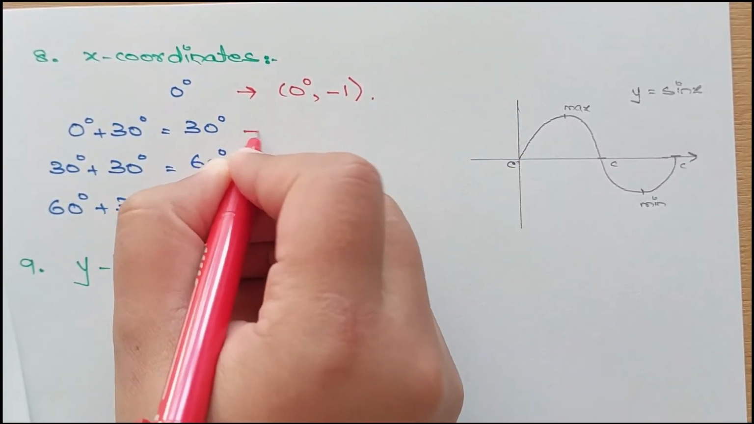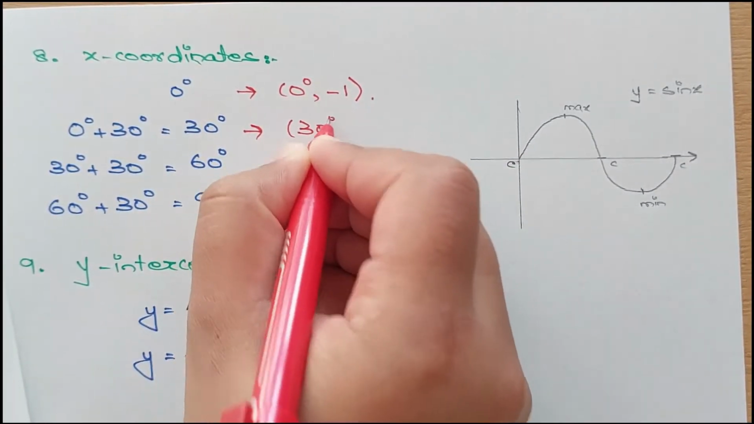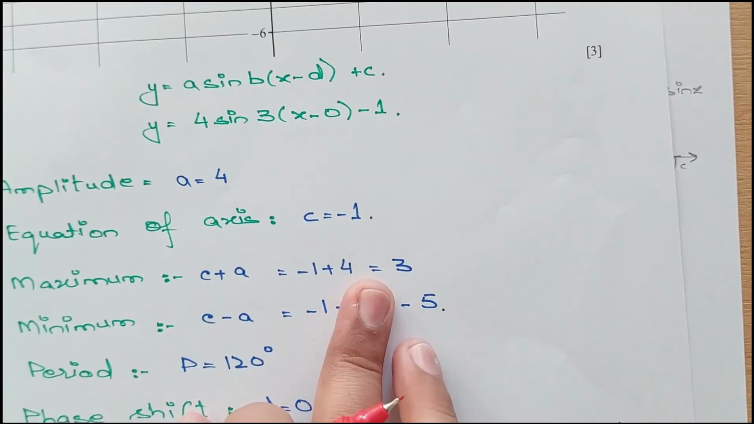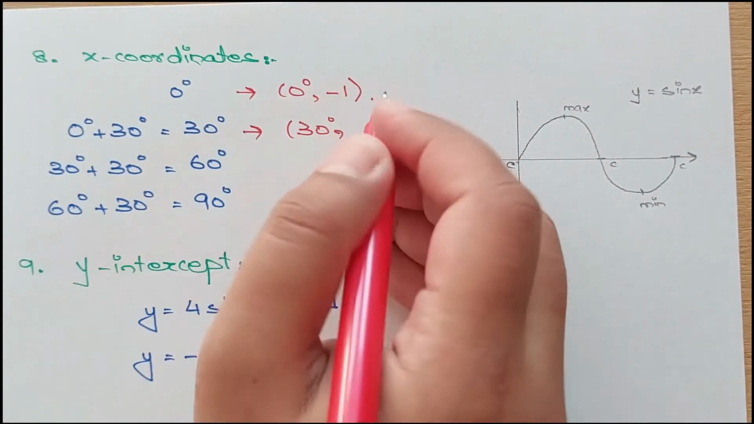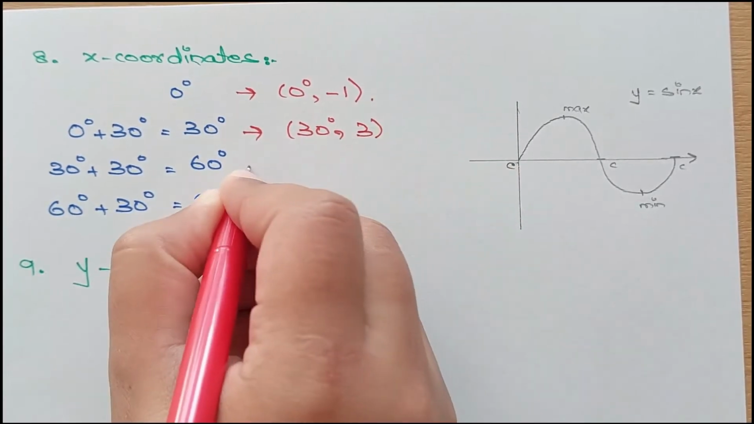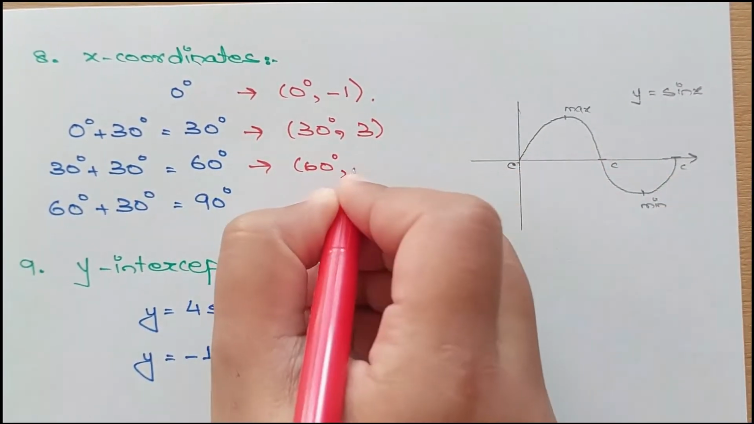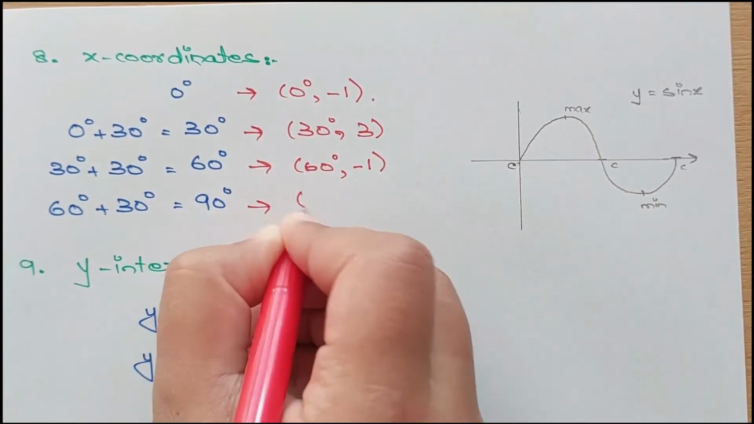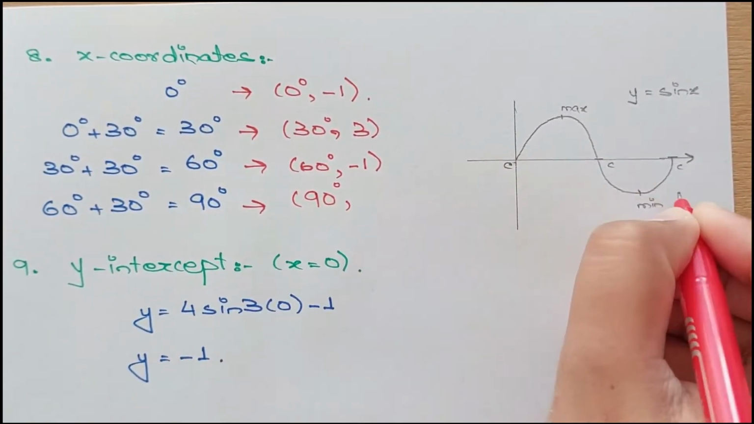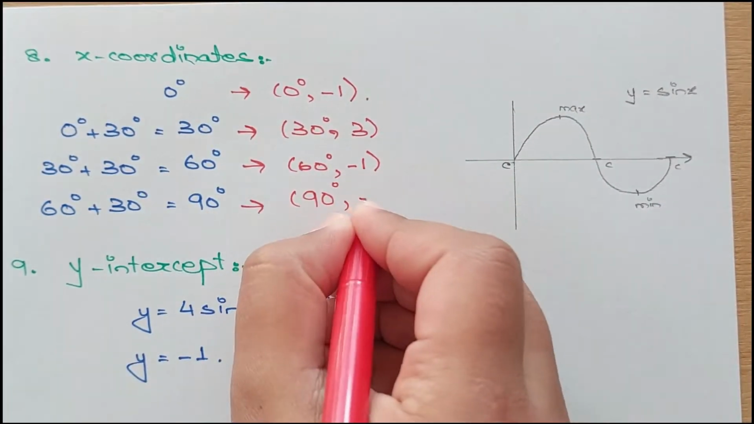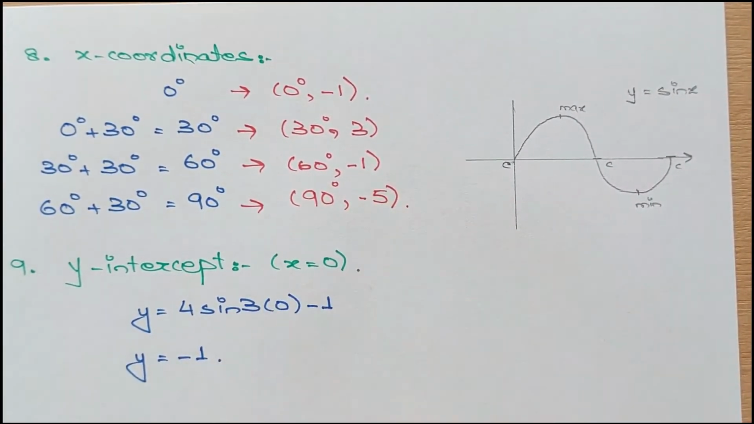So we can say that the first coordinate is when x is 0, y is minus 1. Now for the second, at 30 degrees, it must have a maximum point. The maximum point of the curve is 3, right? At 30, it is at 3. Now for 60 degrees, it again comes to the equation of the axis, that is minus 1. And for 90 degrees, the next point is the minimum, and the minimum point for the curve is minus 5. So these are the coordinates.